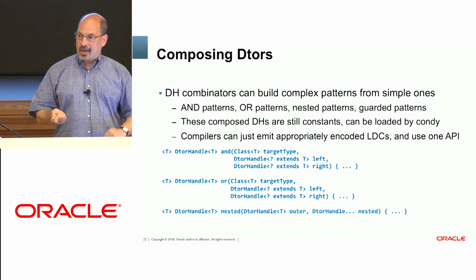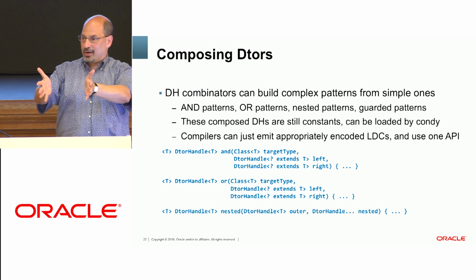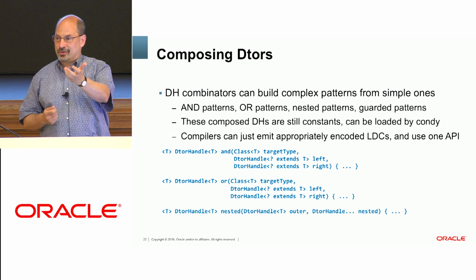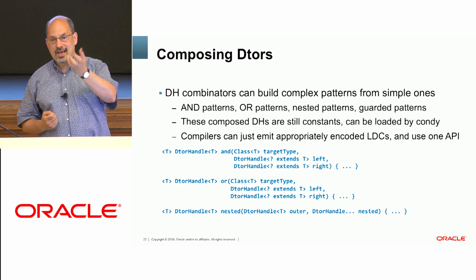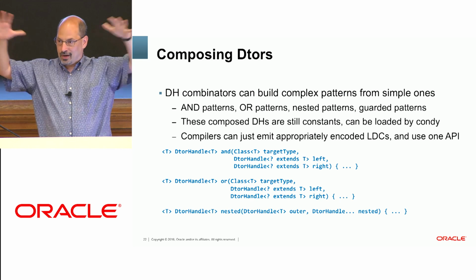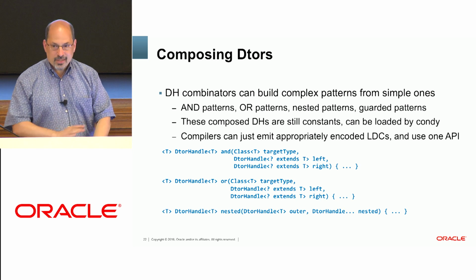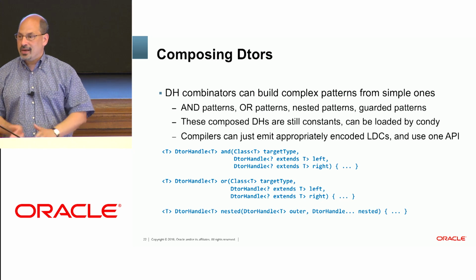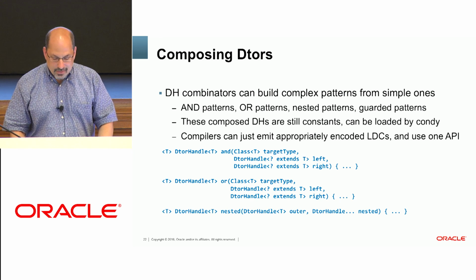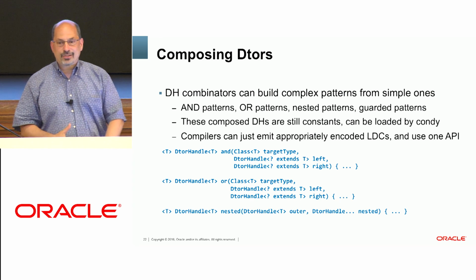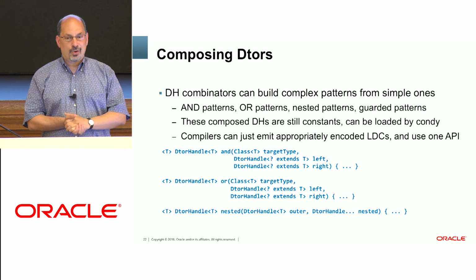Or in the nesting example, where I had, are you an add node whose left node is a 0? I can take the constant pattern, 0. I can use a nesting combinator to say, nest the 0 pattern as the first argument of the deconstructor pattern, and it will give me back another deconstructor, which again is all constants, and this will all be done at constant dynamic bootstrap time. So these things compose really nicely, and as a compiler writer, it means I don't have to generate very much code at all.